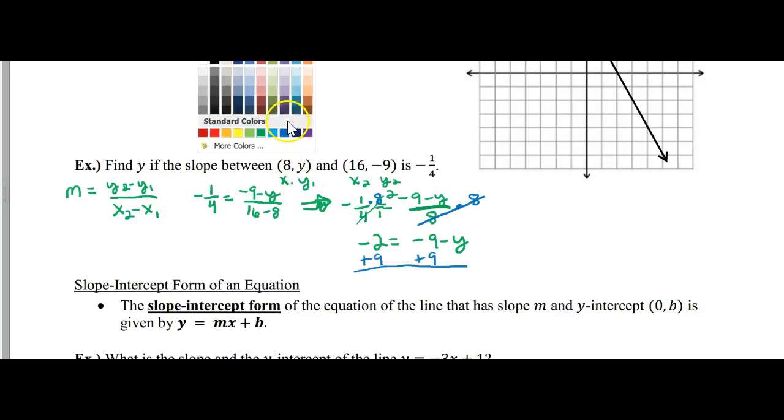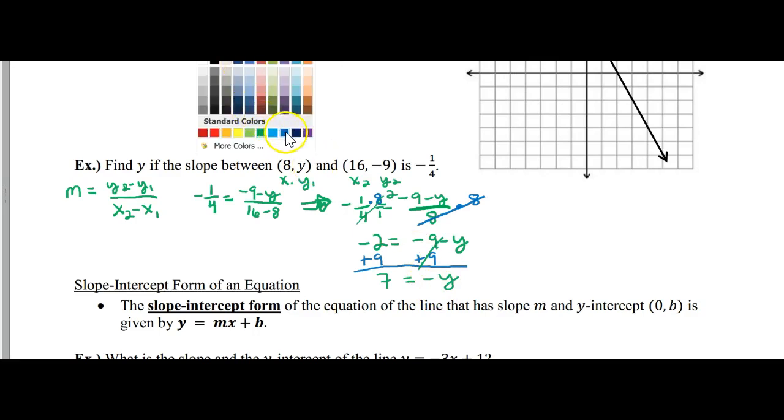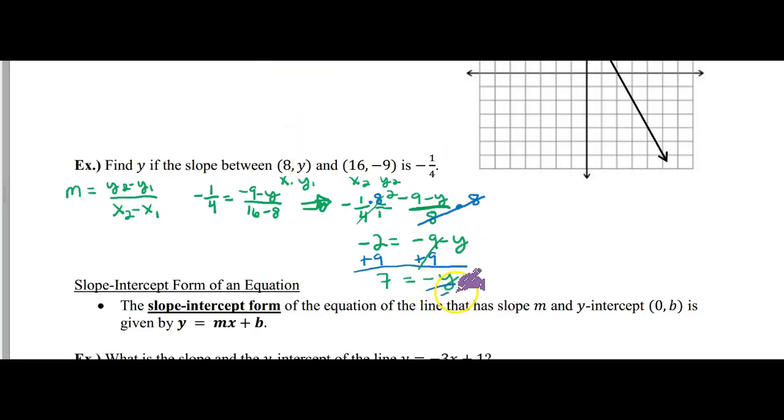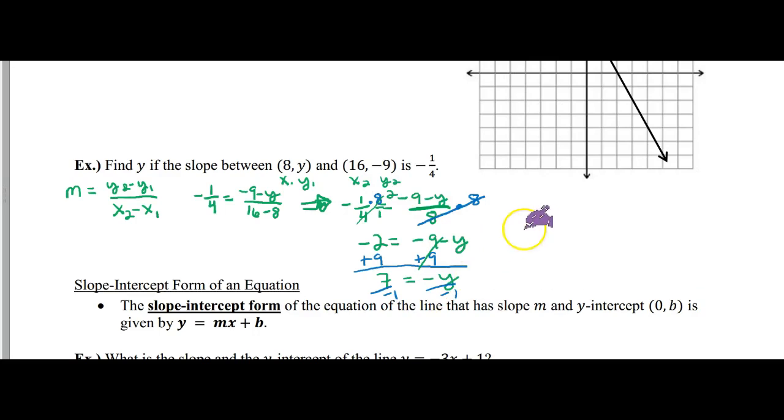Whoops. Yeah, that was right. And that's gone. So now I have 9 minus 2, or 7, equaling a negative y. Y is not quite alone. I still have to divide by negative 1 on both sides. So positive 7 divided by negative 1 should end up negative 7, equaling y. And there you have it.